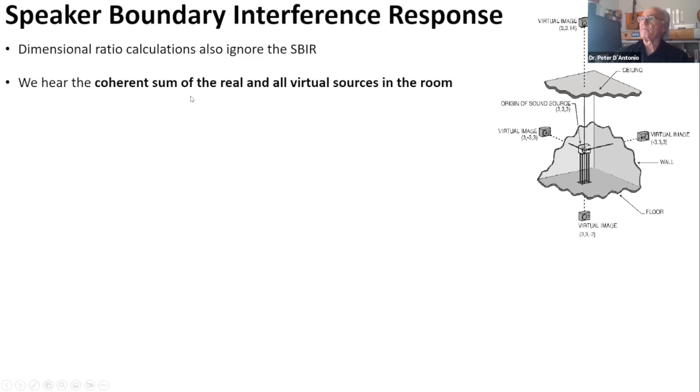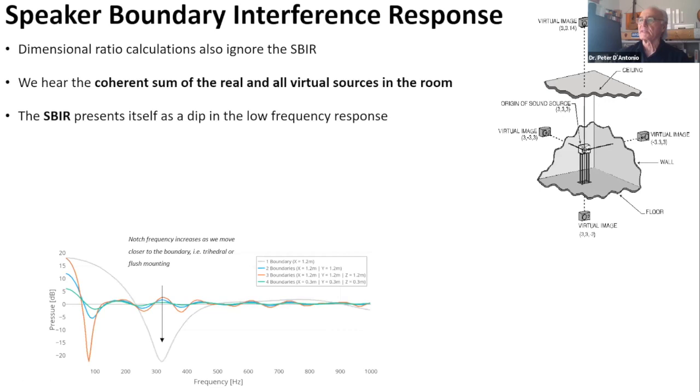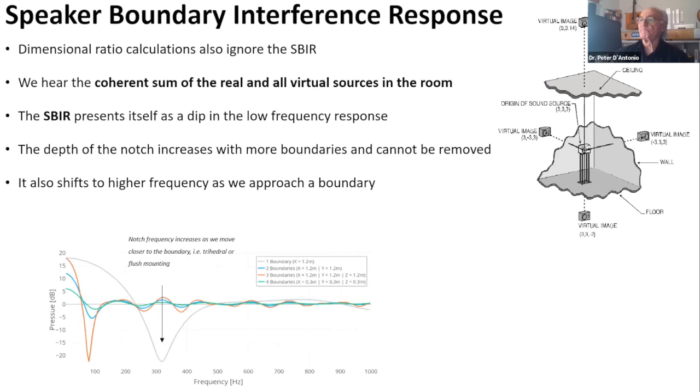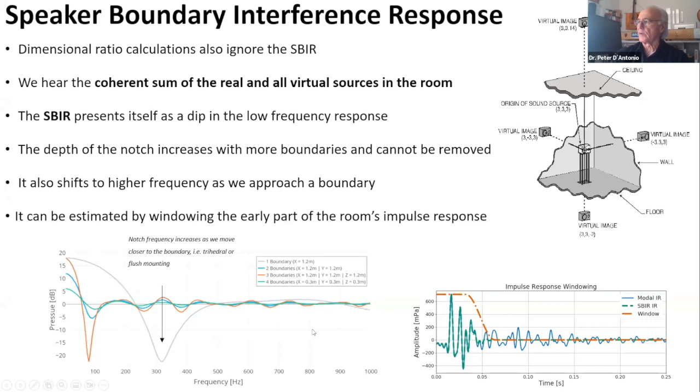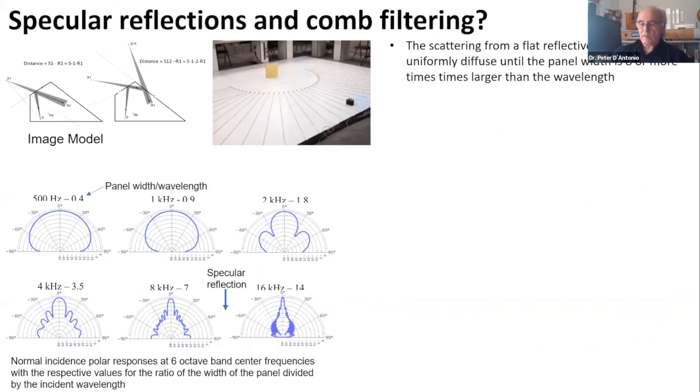Now, when all of those real and virtual sources combine at the listening position, they form a dip, a very important and very destructive dip, whose depth depends upon how many boundaries are included, one, two, and three. And then as you move the speaker into the dihedral or trihedral corner, this dip moves to higher frequencies, where it is a little more easily treated with porous absorption. And now we can account for this SBIR in our program by windowing out the impulse response, as you see here, to include only the reflections from this omnidirectional loudspeaker to the listening position. So that is an example of low frequency.